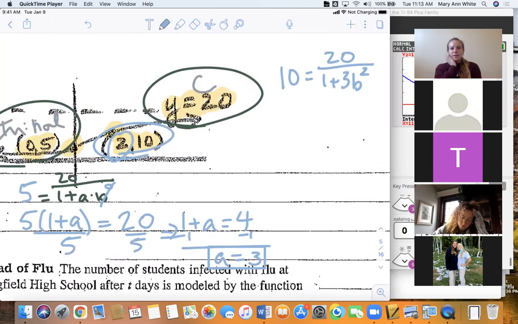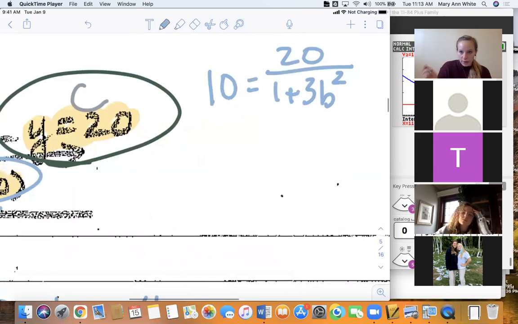I think I just mentioned this, but I want to say it again with purpose. You don't get to add the 1 and the 3. A lot of people want to add that to make that 4. You don't get to do that because 3 is being multiplied by B squared, and so I can't combine these because they're not like terms. That's just a common mistake I see, and I want to really emphasize it.